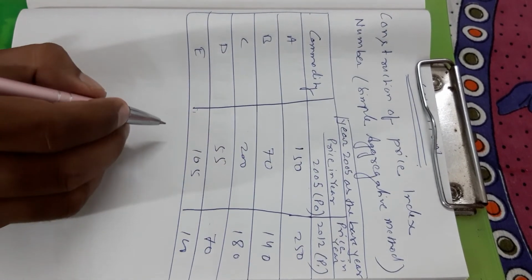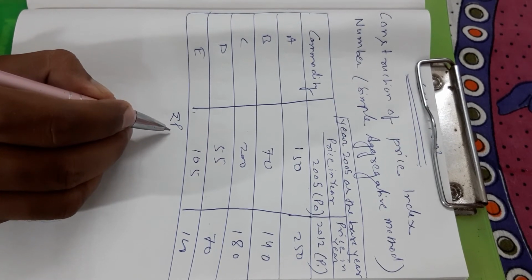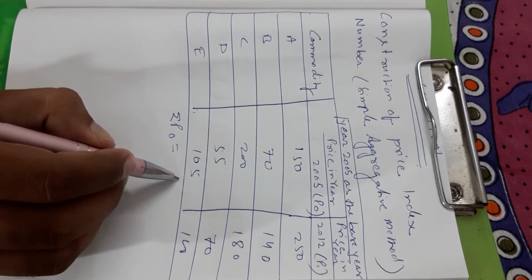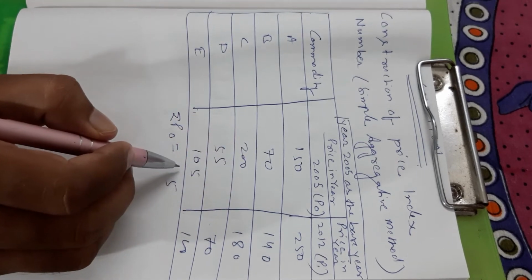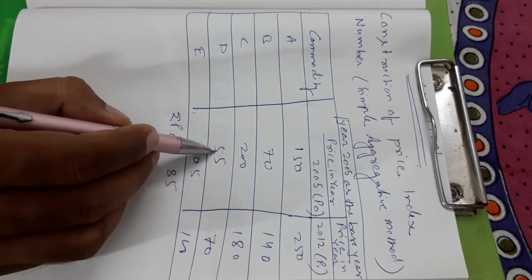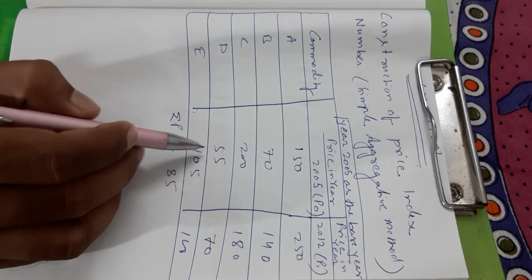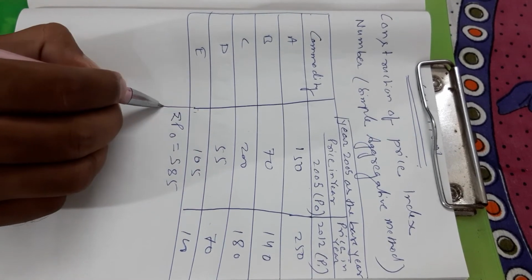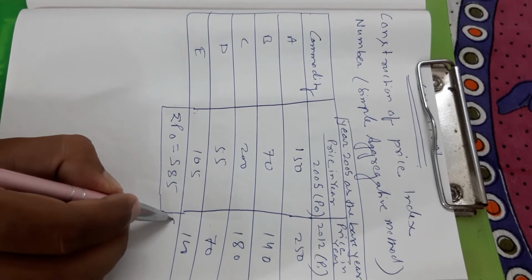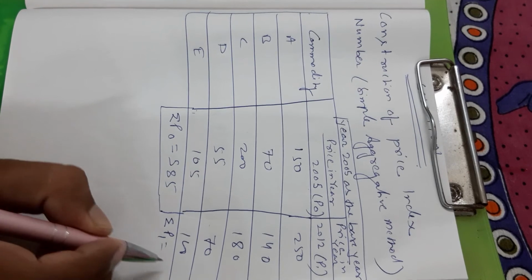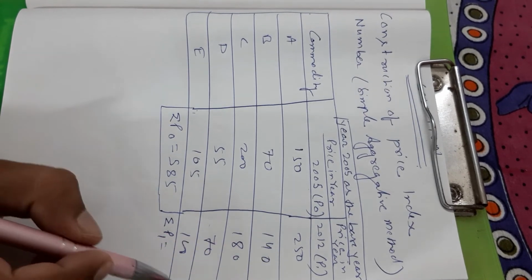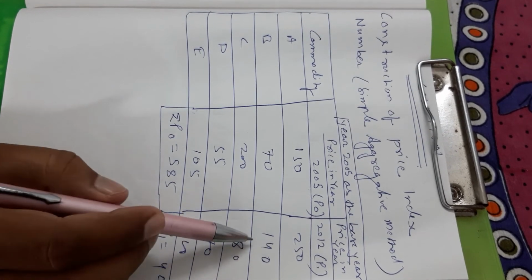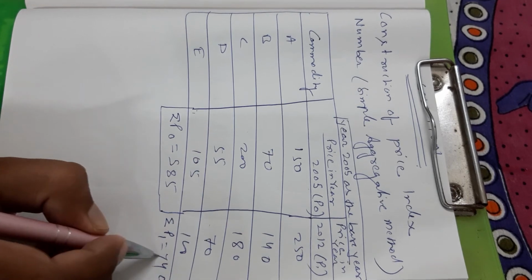At first you will add it. Summation of P0, when you add it, you will get 580. Now summation of P1 is equal to 740.